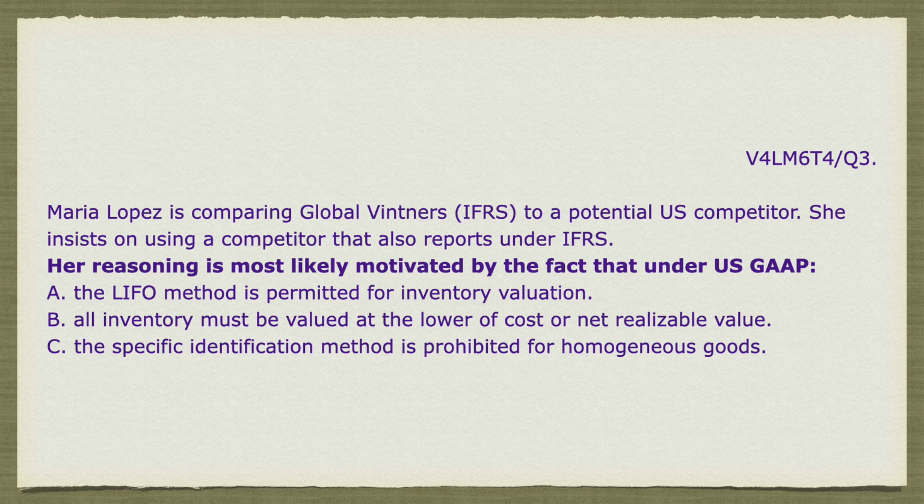Maria Lopez is comparing Global Vintners, IFRS, to a potential US competitor. She insists on using a competitor that also reports under IFRS. Her reasoning is most likely motivated by the fact that: A. under US GAAP, the LIFO method is permitted for inventory valuation. B. Inventory must be valued at the lower of cost or net realizable value. C. The specific identification method is prohibited for homogeneous goods.